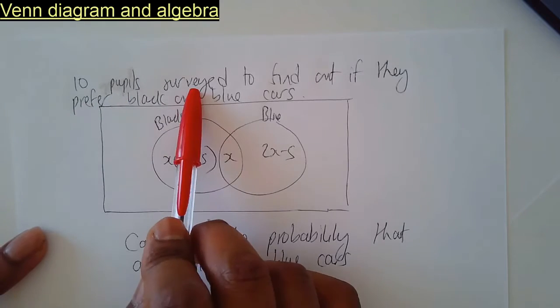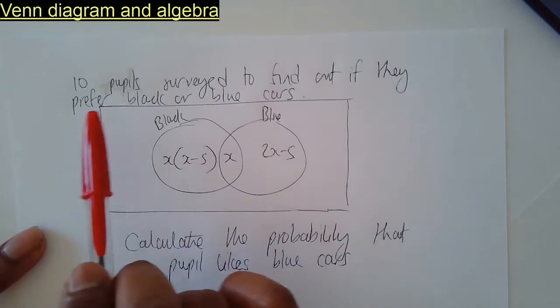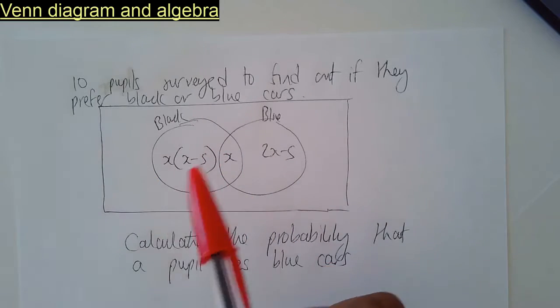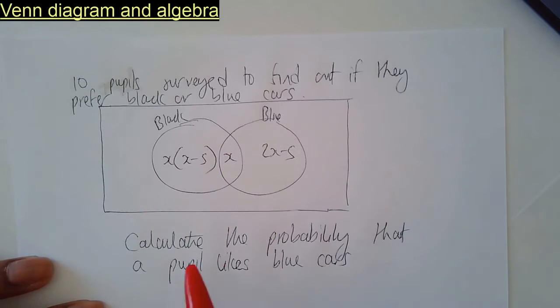10 pupils were surveyed to find out if they prefer black or blue cars. Obviously some pupils like both black and blue. Calculate the probability that a pupil likes blue cars.